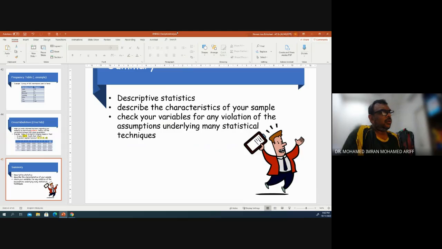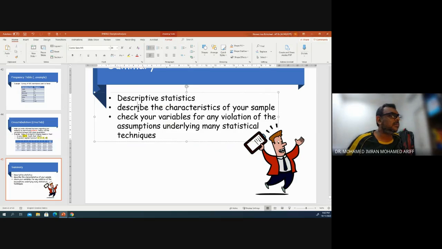Okay, so what is our take home for today? Descriptive statistics describe the characteristics of your sample. Check your variable for any violation of assumptions. Okay, what is a violation? Violation means you took the wrong thing. For example, you wanted categorical, but you took something else. You wanted numerical, but you took something else. That is what violation means. You already made a mistake there.